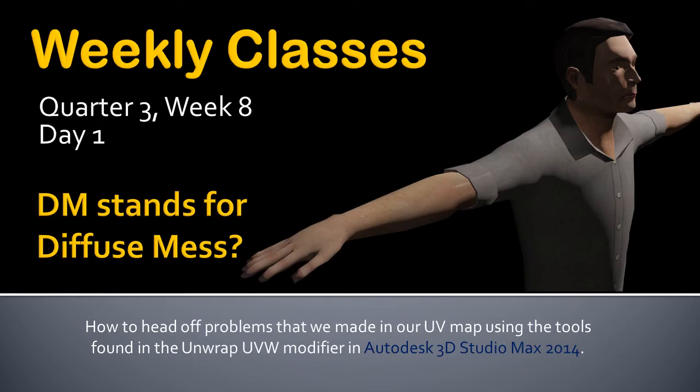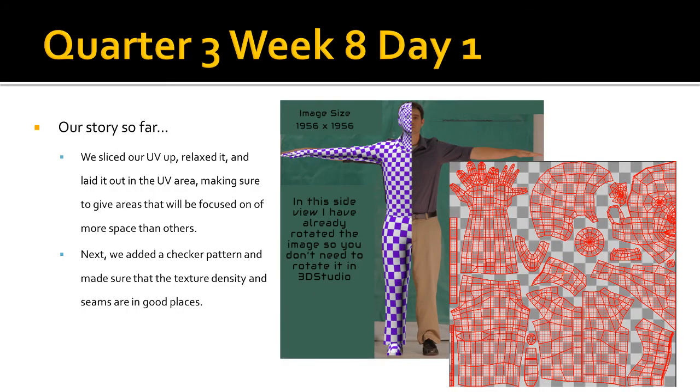All right, welcome back. It is Q3, week 8, day 1. Today we're going to start going over some of the different problems we made when we actually laid out our UV, and we're going to sort of get started on creating our diffuse map. All right, so let's go ahead and talk about it.